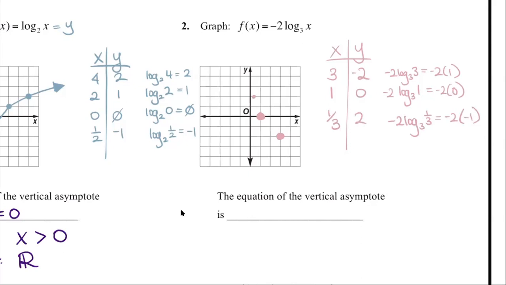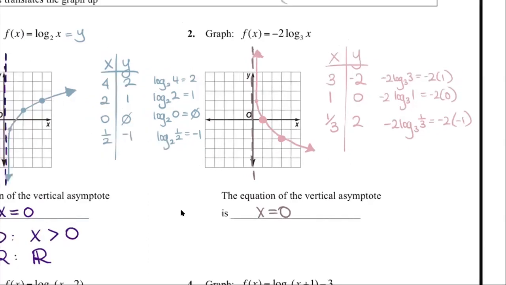So we can already see that the vertical asymptote is still at 0. Great job, Celine. All right, so it's still at 0. So that's my vertical asymptote. X is equal to 0. And my graph goes like this. All right, and there's your graph.